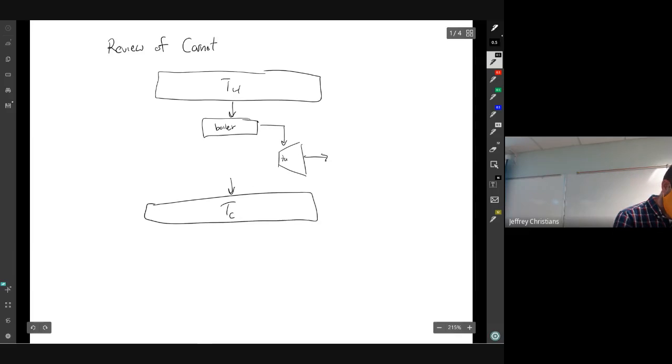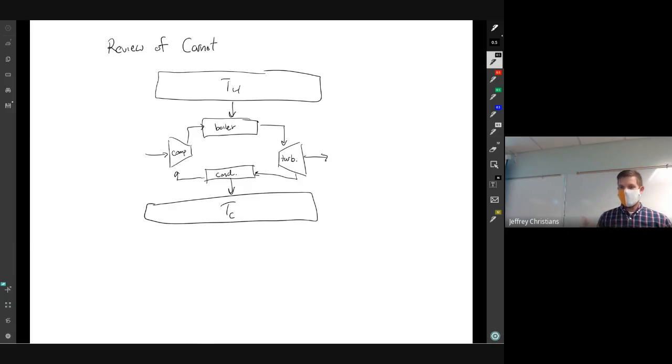So we have a boiler, a turbine, a condenser, and a compressor. And there are four key values, one for each of these pieces of equipment.